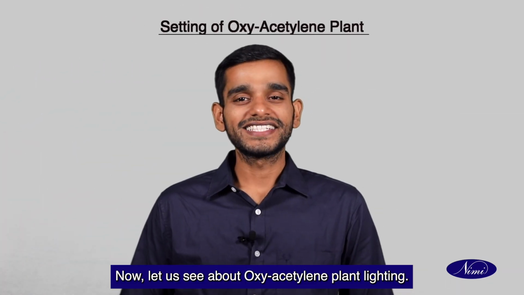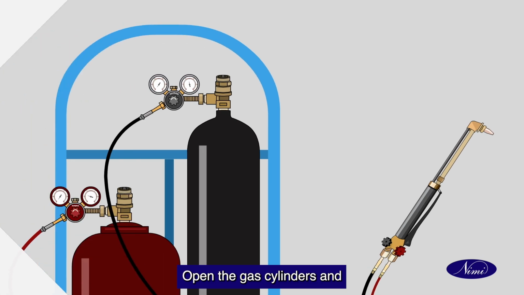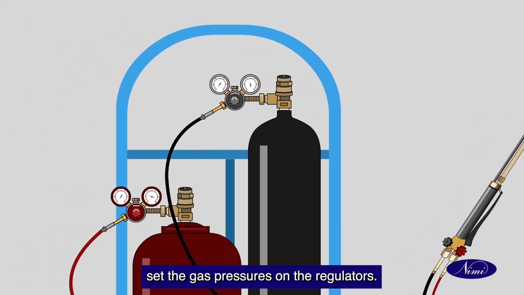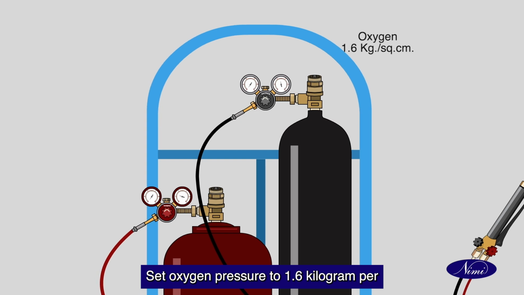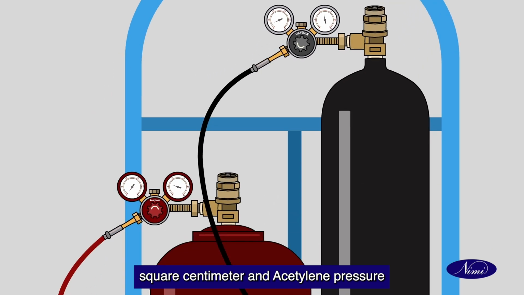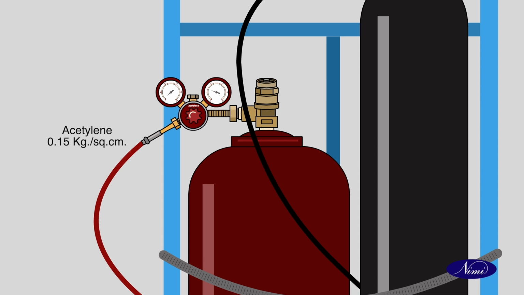Now, let us see about Oxy-Acetylene plant lighting. Open the gas cylinders and set the gas pressures on the regulators. Set oxygen pressure to 1.6 kg per square centimeter and acetylene pressure to 0.15 kg per square centimeter.